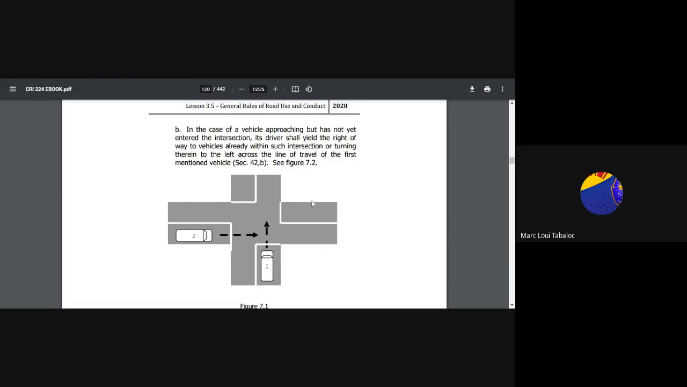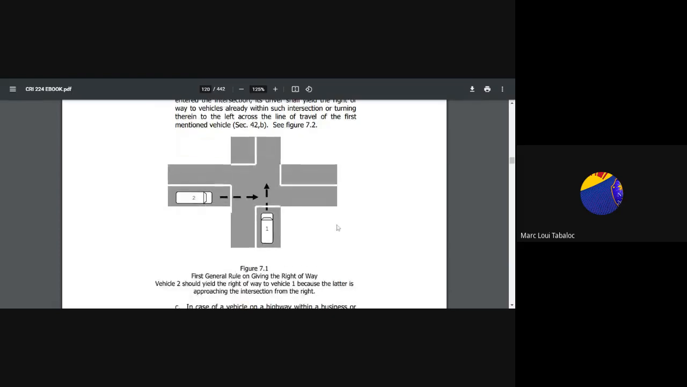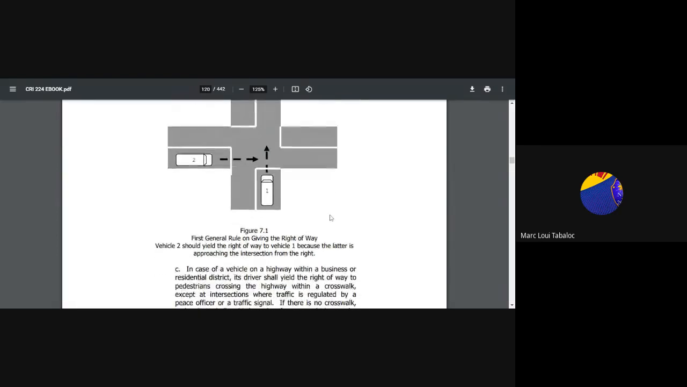Again, the yellow or amber color in a traffic light, if there is one, pertains to slowing down. First general rule, as in Figure 7.1, vehicle 2 should yield the right of way to vehicle 1, because presumably vehicle 1 is on a much more primary roadway. So vehicle 2 is the first to stop and give way to vehicle 1 before it passes.